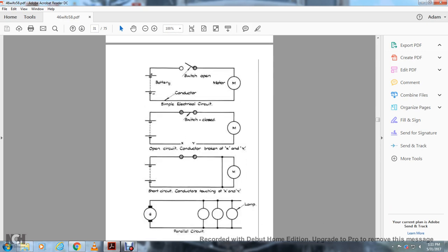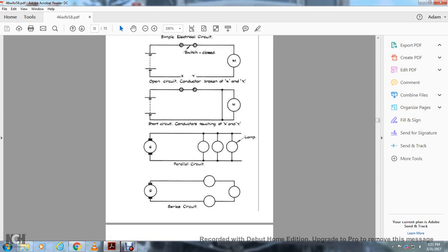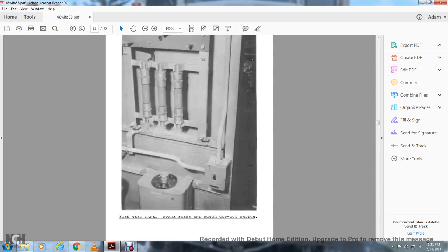This shows the short circuit, with a conductor touching X and Y, with the battery going into the motor and through the fuses. The generator is going through different parallel circuit lamps. A generator going through a series of circuits of motors or lamps. A series of generators circulating the lamps.